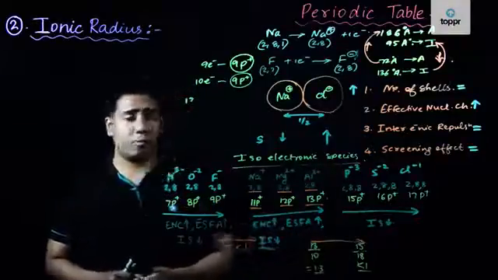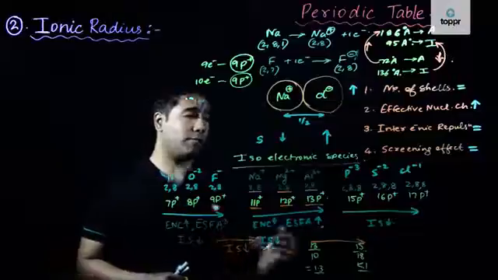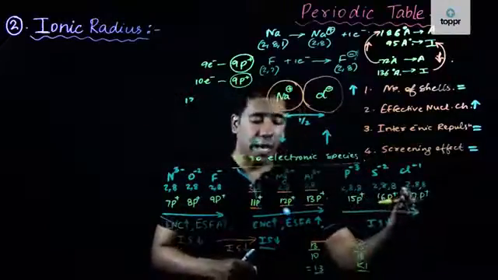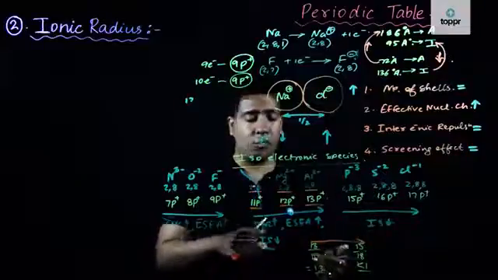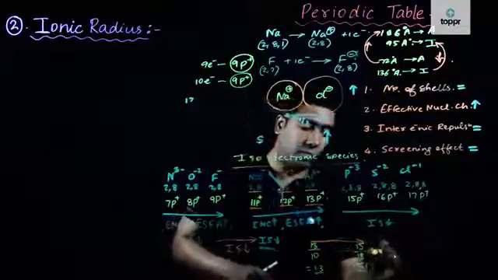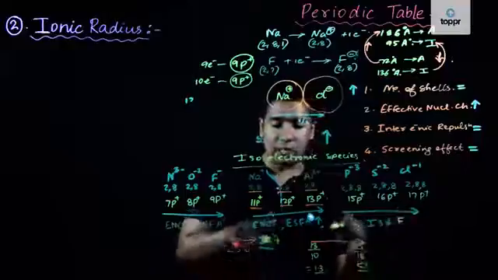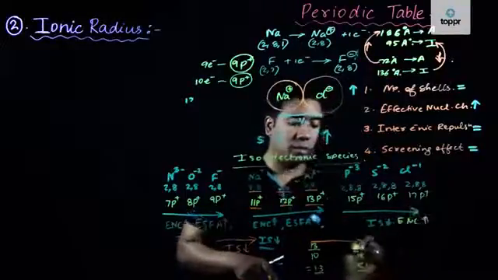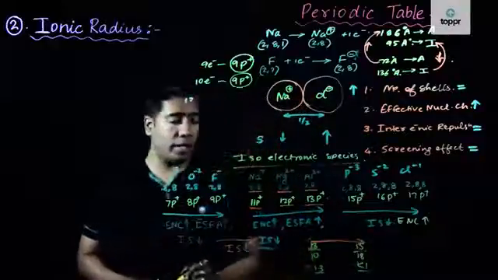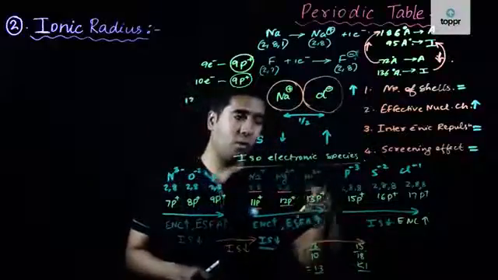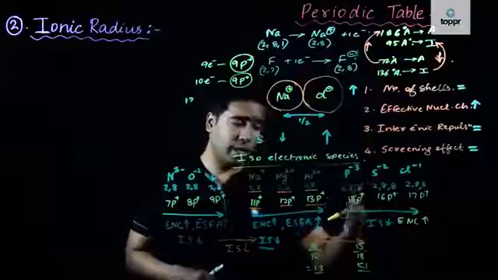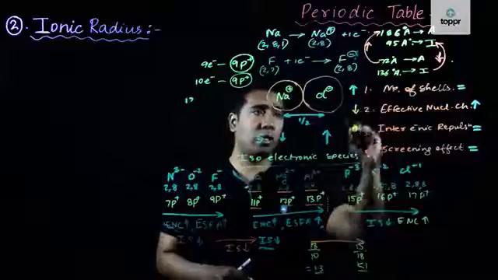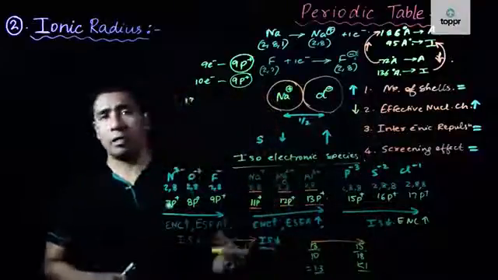As we go from phosphorus to chloride ion, we know that the effective nuclear charge will keep on increasing as we go from here to here. But that is not the point. The point is that as we go from aluminum ion to phosphide ion, the effective nuclear charge decreases. So therefore, here there is a decrease in the effective nuclear charge.